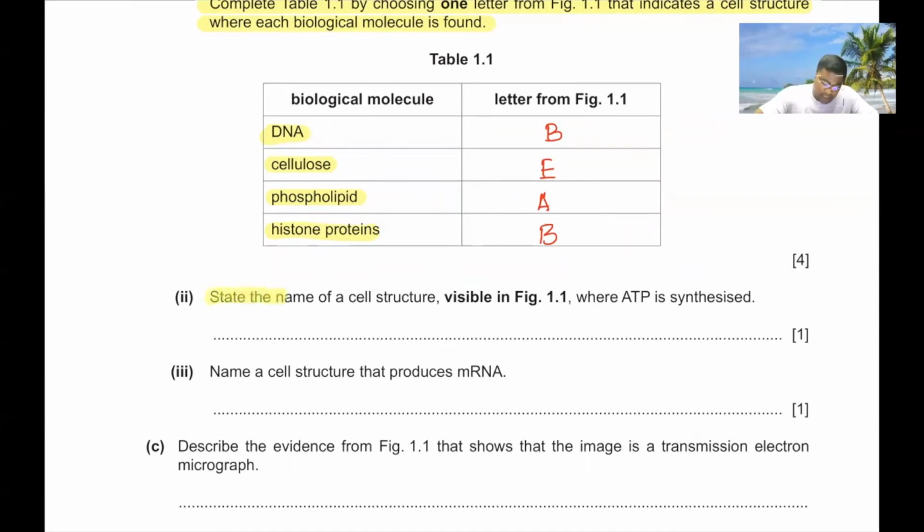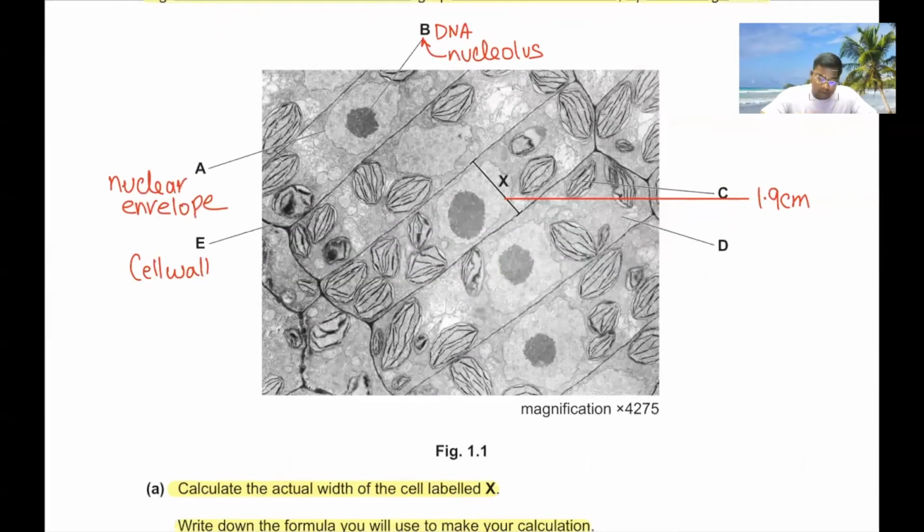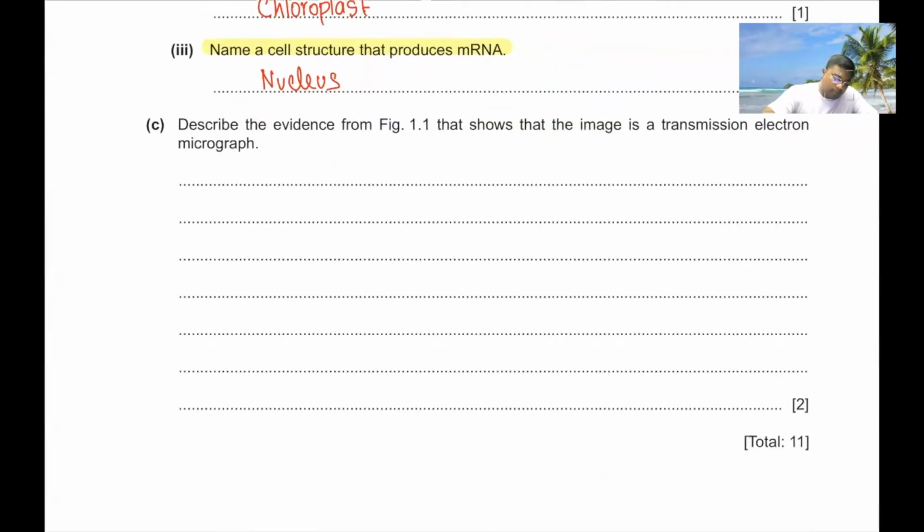Next question. State the name of the cell structure visible in figure 1.1 where ATP is synthesized. In figure 1.1, where ATP is synthesized, we can see chloroplast. Name a cell structure that produces mRNA. The cell structure that produces mRNA will be the nucleus.